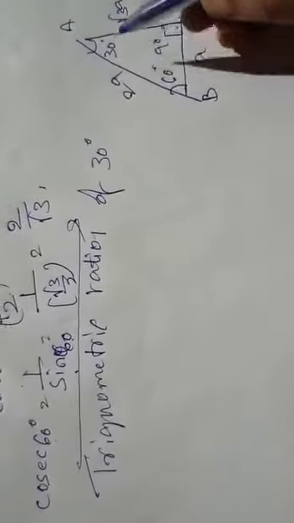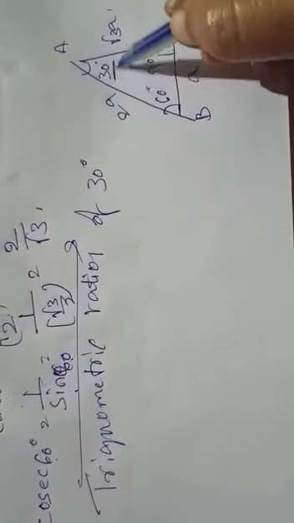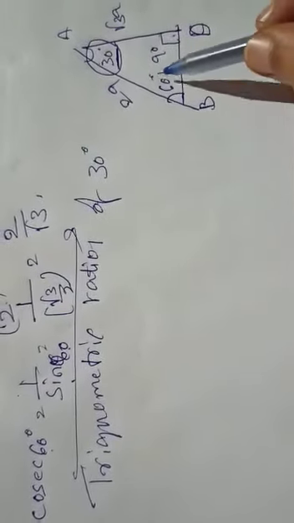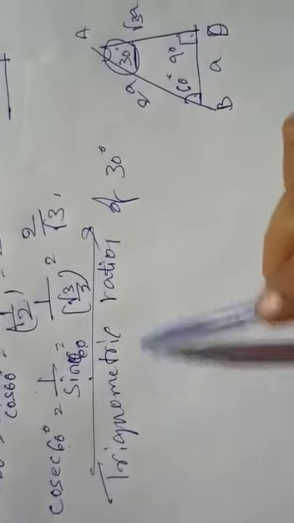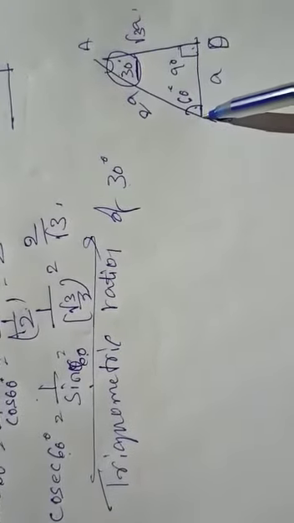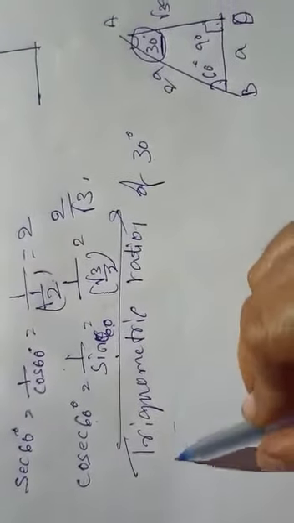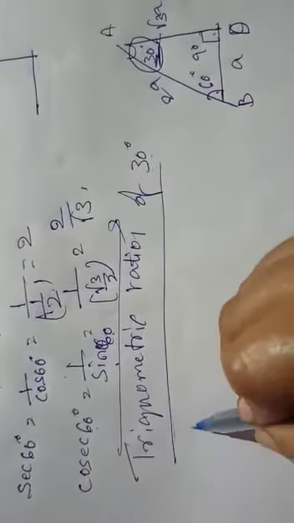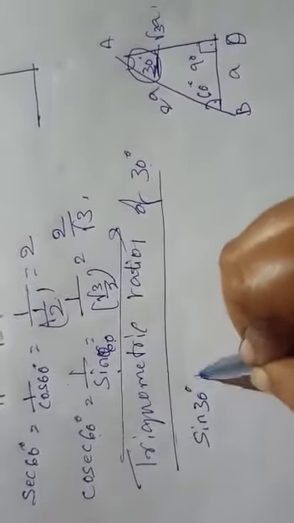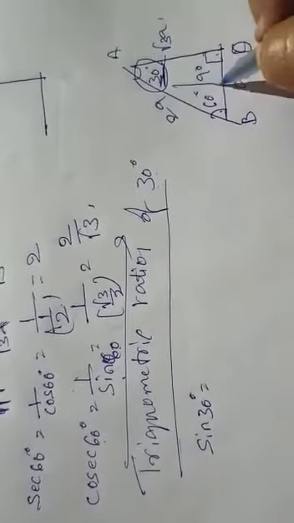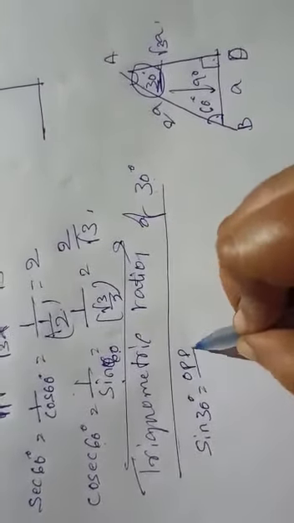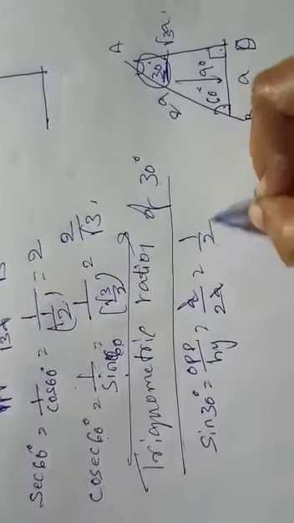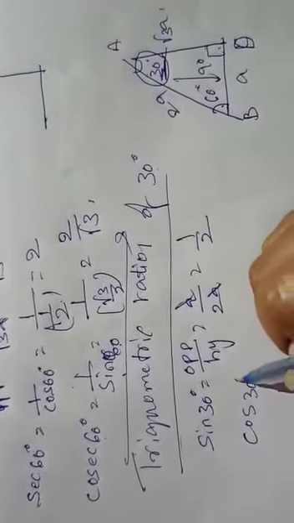Here we are talking about 30 degrees. Here the reference angle is 30 degrees. We have already done the trigonometric ratios of 60 degrees. Here trigonometric ratios of 30 degrees. Reference angle 30 degrees. Sine 30 degrees is opposite side by hypotenuse. Opposite side is a, hypotenuse 2a. 1 by 2.